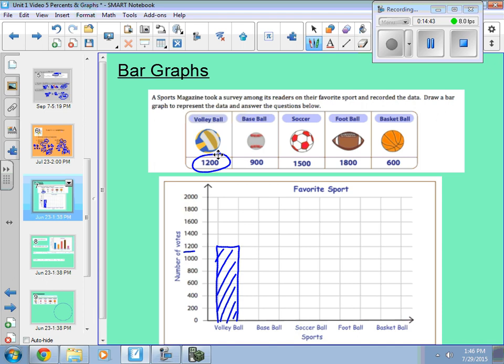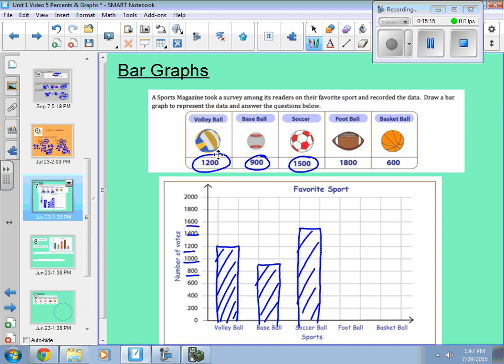Baseball has 900 people that indicated it as their favorite. Now 900 is not there. We can see 800 and 1,000 though. 900 is halfway in between those. So as best as possible, you want to indicate where half is and draw a new bar there. Okay, if you keep going, soccer, 1,500, which would be halfway between 14 and 16. Over here.